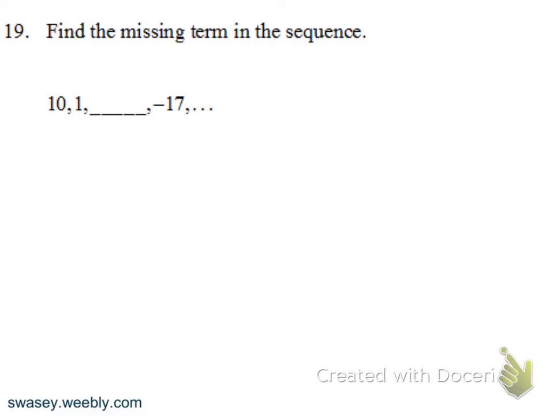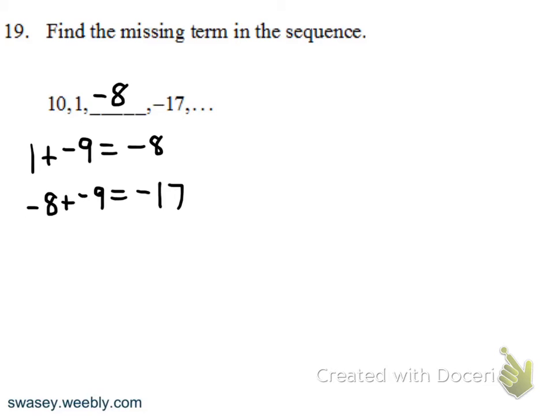This one, we're missing a term. Now to go from 10 to 1, we could either add -9 or multiply by 1/10. So let's see what adding -9 would do. 1 plus -9 gives us -8. Now if that's the missing term, then -8 plus -9 should give us -17, and it does. So the missing term here is -8. Again, if that didn't work, we'd go down the geometric route.